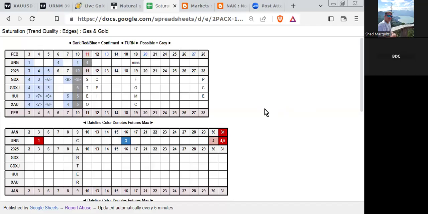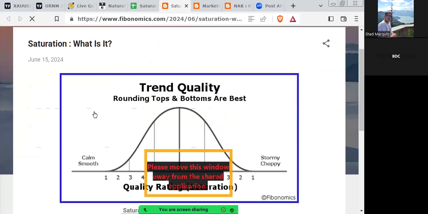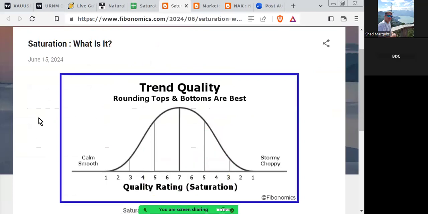Well, and Bob, at the very bottom of this, you have a way to jump over and show people what saturation is. I think that'd be helpful to explain these numbers. If you can click on that. Yes, let me go there right now. There we go. And this might be okay.